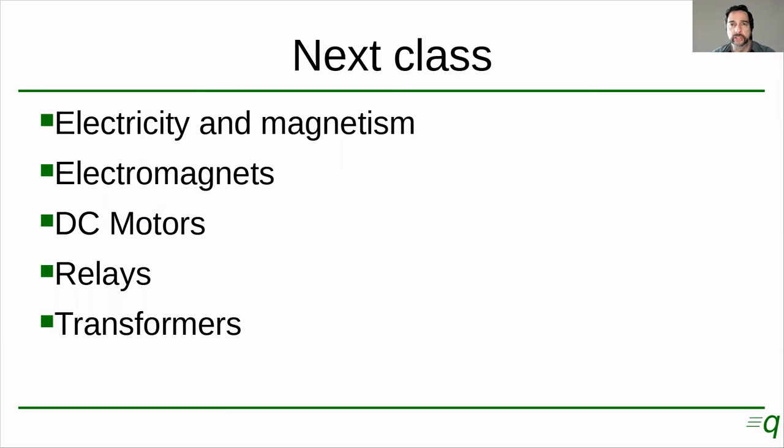And that's all for today. Next class, we will look at some electromechanical devices. We will look at electricity and magnetism and how they are related. We're going to look at electromagnets, DC motors, relays, and transformers.